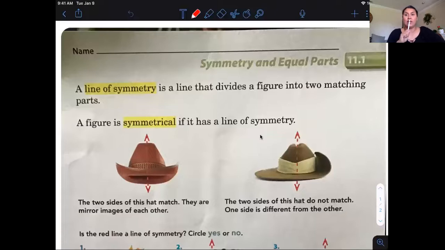Just like when you look at yourself in the mirror, what you're looking at and what you are on this side and what you're looking at reflecting back to you is the same thing, right? So the two sides of this hat don't match because one side is different than the other. If I were to take that hat and fold it in half, one side would be flapped up and the other one would be straight. So that's very different.